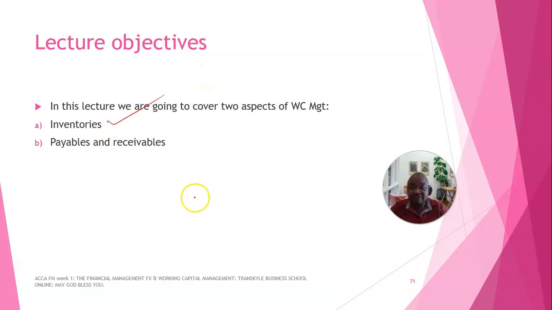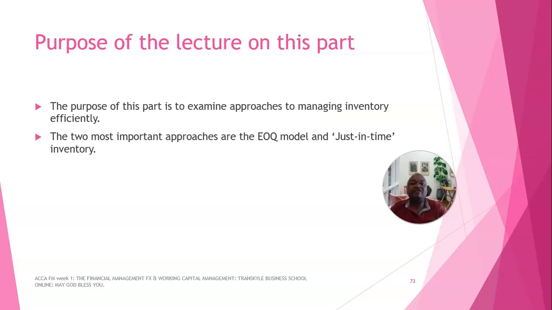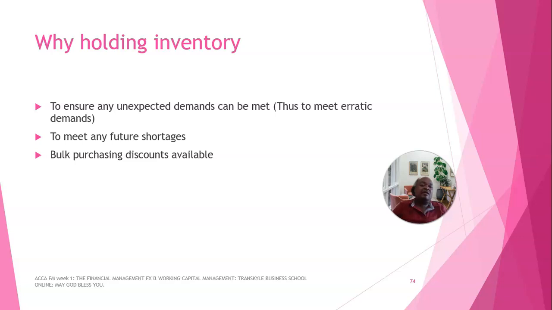Now, the lecture objectives. In this lecture, we are going to cover two aspects of working capital management. That is, inventories, and payables and receivables. These are the two things we are going to look at. Now, inventories. The purpose of this part of the lecture is to examine how we are going to manage inventory efficiently. The two most important approaches are the economic order quantity and the JIT, the just in time.